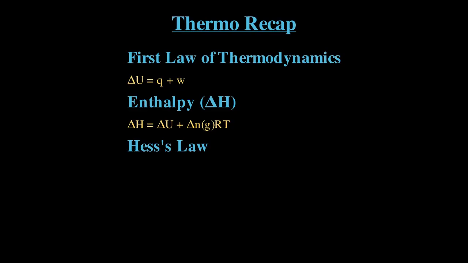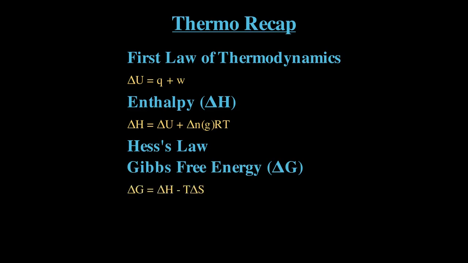Finally, for spontaneity, we have Gibbs free energy. The master equation is delta G equals delta H minus T delta S. And to connect it to equilibrium, remember that delta G naught equals minus RT natural log K. These are the absolute must-knows.